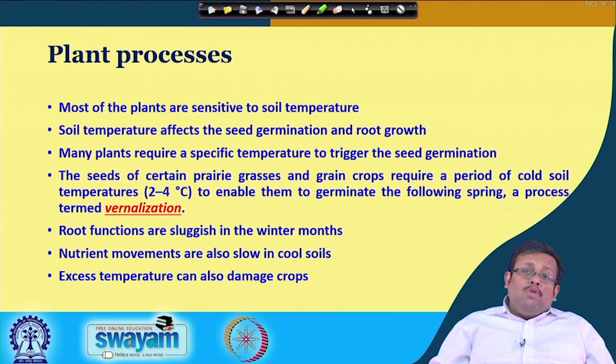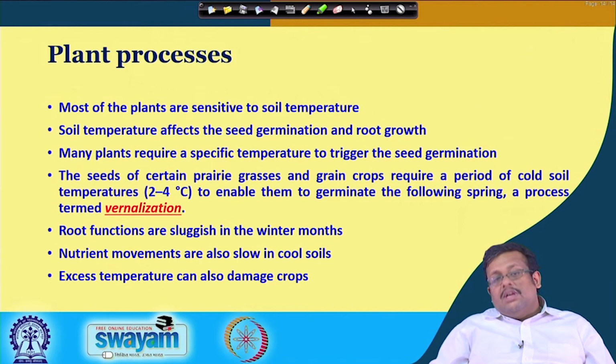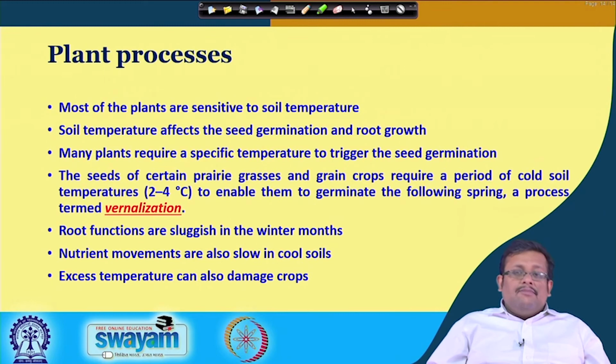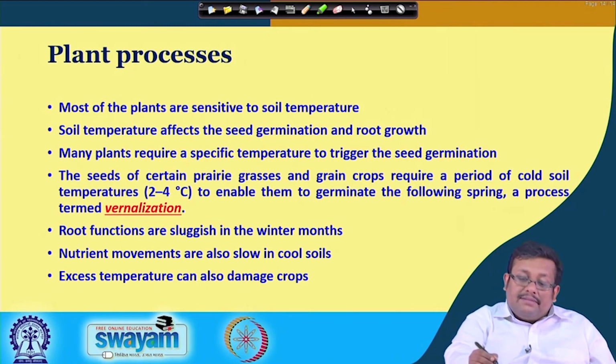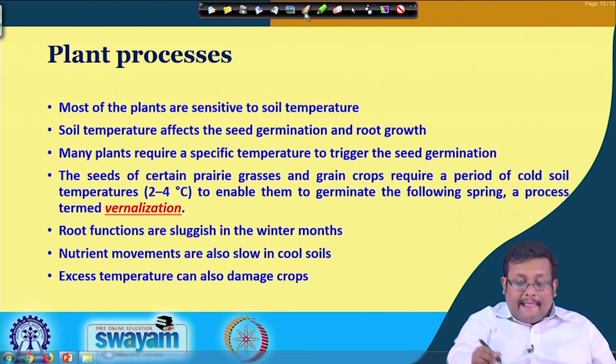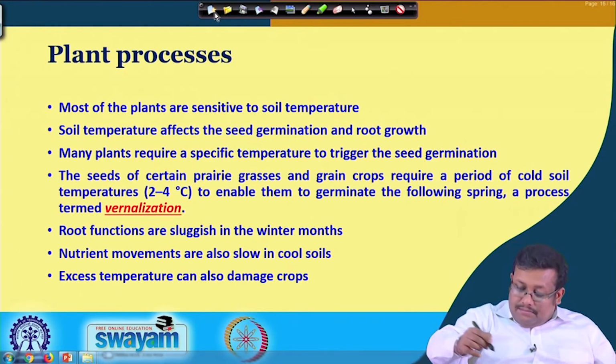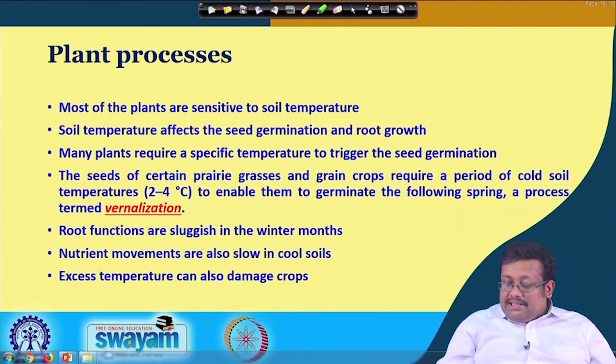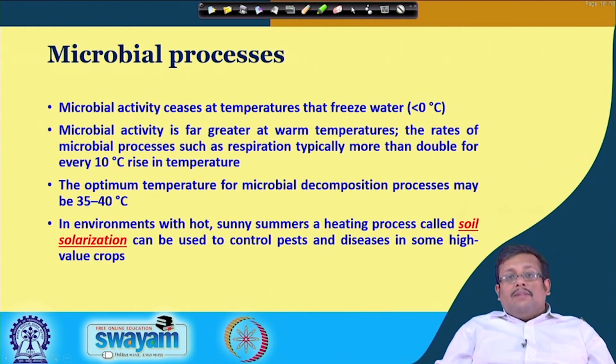And remember that root function is sluggish in the winter months, and nutrient movement is also slow in cool soils, and excess temperature can also damage the roots. For most of the field crops, generally a temperature range from 15 to 35 degrees centigrade is considered optimum for their growth. Some crops require somewhat higher or somewhat lower temperature. So, we have discussed the plant processes. Let us go to the next slide and see what the important microbial processes are.